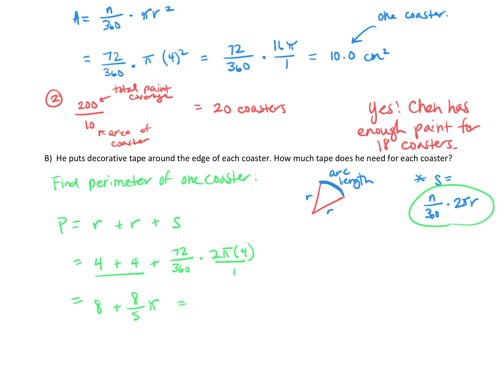pi. And then if we go ahead and add those together, that's going to give us about 13.0, and I think we're in inches. So up here, I used centimeters. That should have been inches squared. Hopefully you guys caught that. All right, so the perimeter of each coaster is 13 inches. So what that means is Chen needs 13 inches of tape for each coaster.